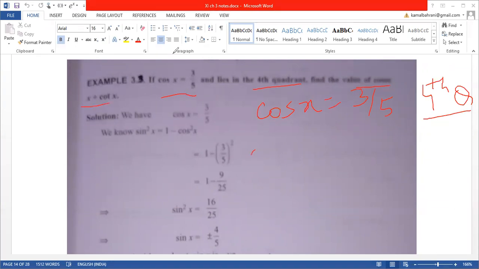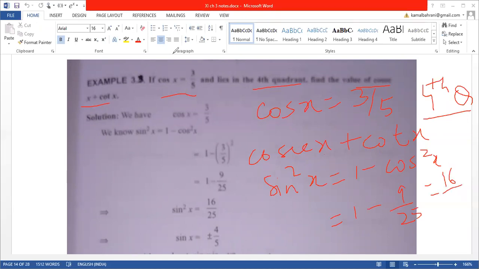They want the value of cosec x plus cot x. Now what will we do? Again, if we get the value of sin x, we can get the value of cosec x. So sin square x can be written as 1 minus cos square x. Clear? So it will be equal to 1 minus, what is cos x? 3 by 5. So cos square x will be 9 by 25. Now you all know this will be 25 minus 9, that is equal to 16 by 25.